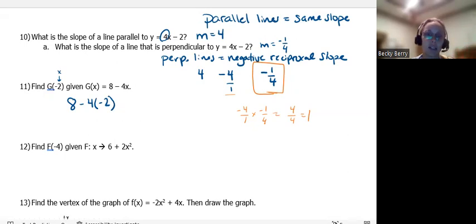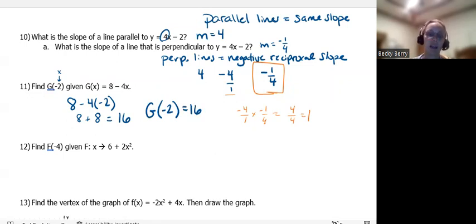So negative 4 times negative 2 gives me a positive 8. So 8 plus 8 is 16. So my output is 16. You could say that that's the answer. You could write it as g of negative 2 is equal to 16.